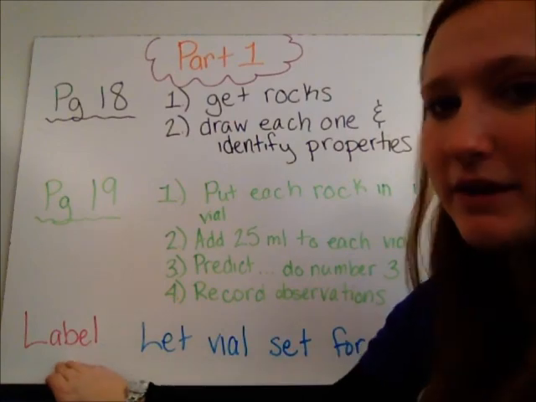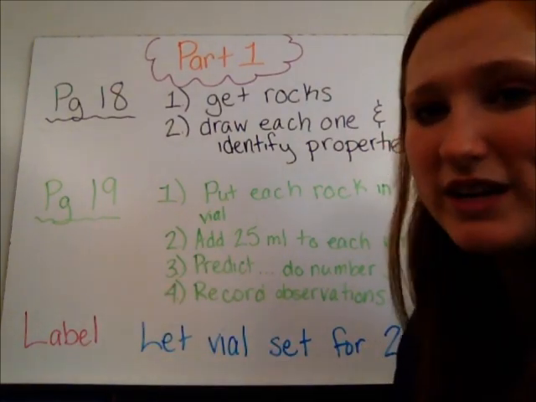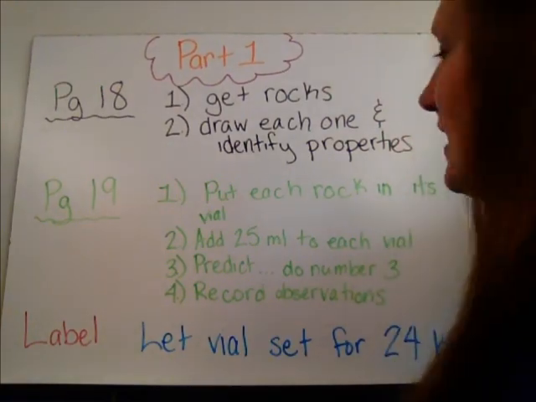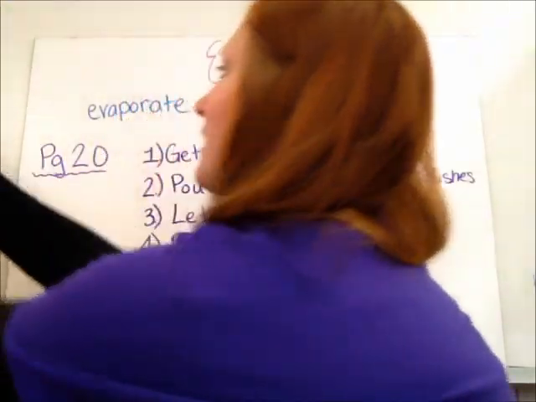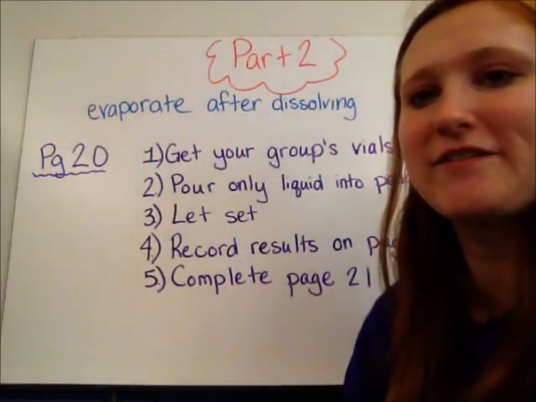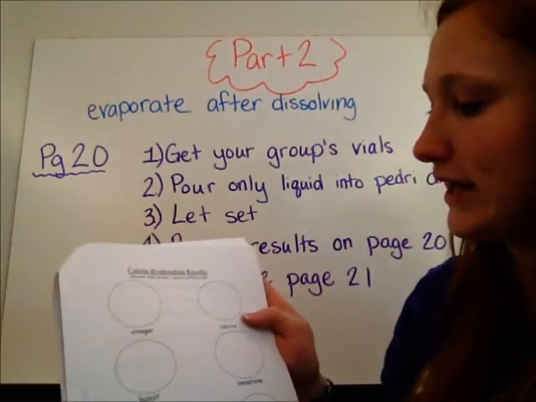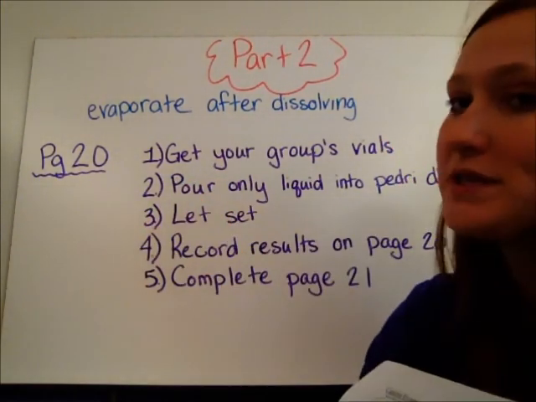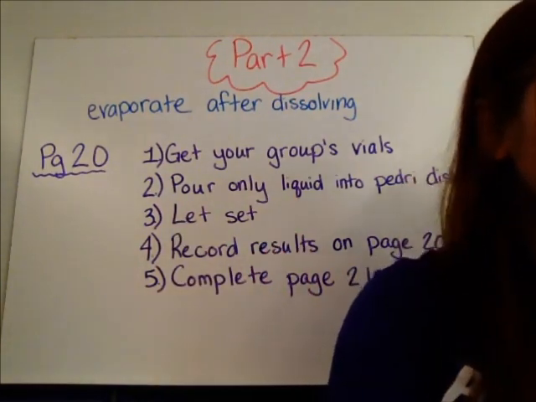You need to label each rock in the vial and let the vial sit for 24 hours. That sounds familiar. I wonder what we're going to do in part 2. Part 2 is the evaporate after dissolving. So on page 20, you're going to get your group's vials. You're going to pour only liquid into the petri dish.